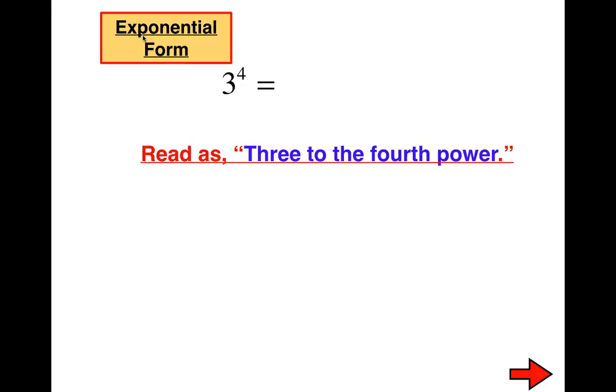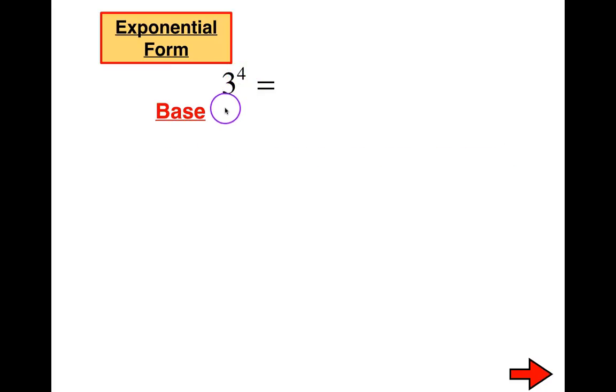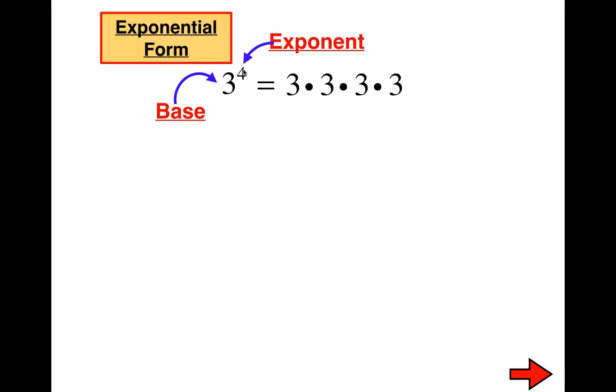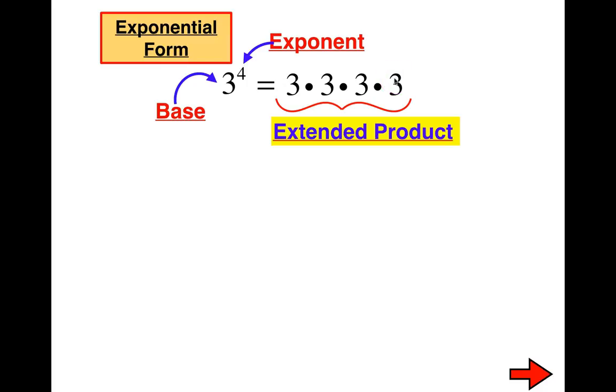First of all, we would read this as 3 to the fourth power. In this case, 3 is the larger number, which we would call the base. And 4 would be the exponent, which would be the smaller number at the upper right-hand corner. So here, what this means is the base of 3 is going to be multiplied repeatedly 4 times. So that's why we have 3 times 3 times 3. Here is what we would call an extended product.